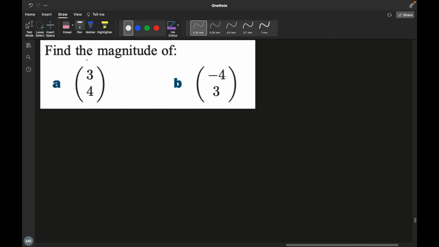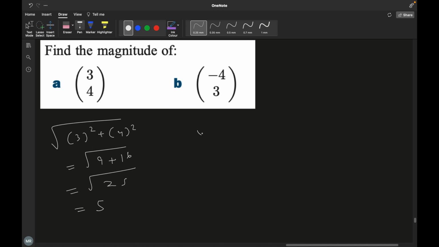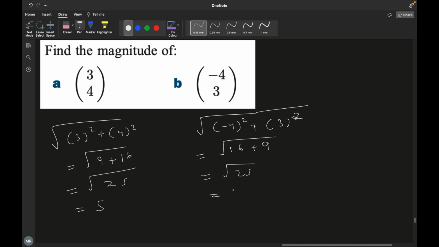The next one, we have to find the magnitude. The word magnitude and length mean the same. It's going to be square root of 3 squared plus 4 squared, square root of 9 plus 16, square root of 25, which is 5. It's going to be square root of (-4) squared plus 3 squared. It's going to be square root of 16 plus 9, square root of 25. Therefore, 5. That's the answer.